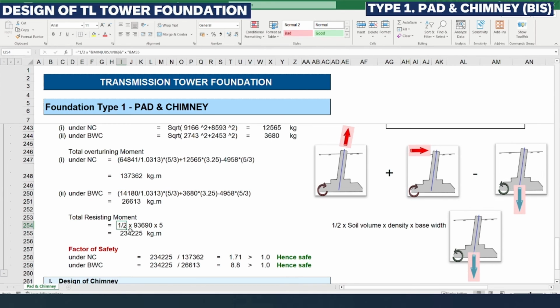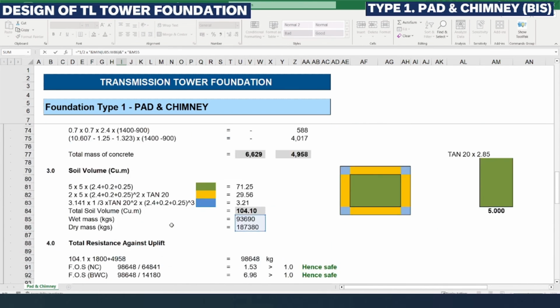Then the total resisting moment. The total resisting moment due to soil we need to calculate. That is what you can see in this picture. The entire mass of the soil below the ground level will cause an anti-clockwise movement, since the pit is filled with soil, and that will act at 50% of the base width. So we are considering half of the soil weight into the base slab width.